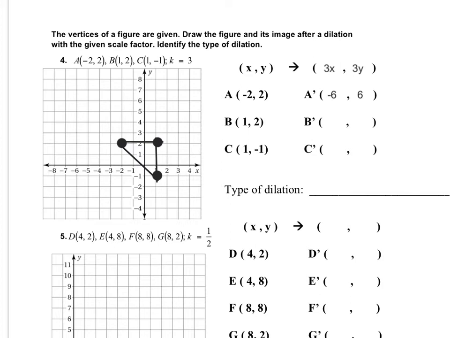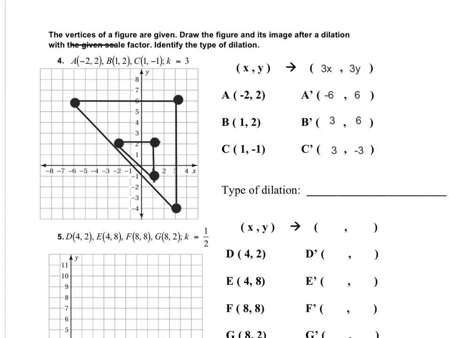For B, it's 1, 2. B prime goes to 3, 6. C is at 1, -1. C prime will go to 3, -3. So let's graph the new ordered pairs. Now I will connect the ordered pairs with a line. This is our dilation. You can see that the original figure has become much larger, so this type of dilation is enlargement.